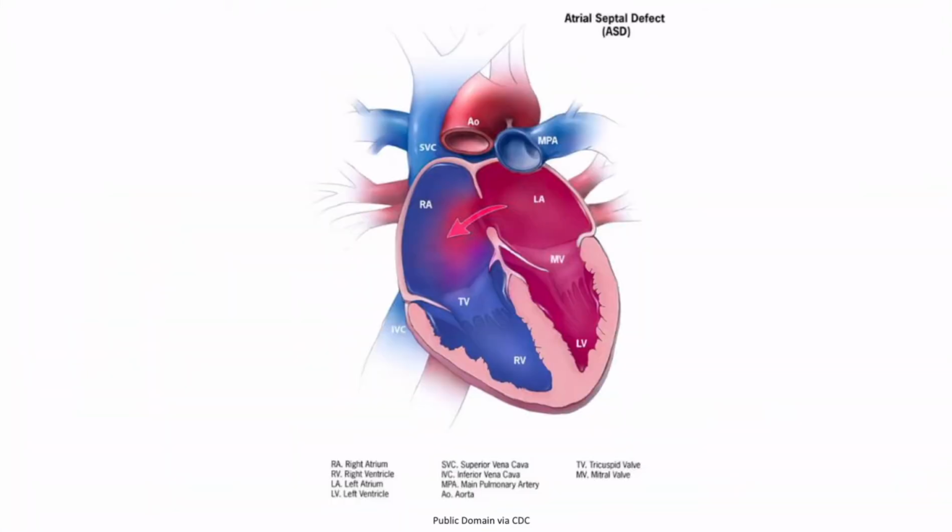Here's a drawing of an atrial septal defect. As you can see here, there is no septum between the two atria, allowing blood to flow from the left atrium to the right atrium. Again, this occurs because the pressures on the left side of the heart are typically much higher than the right side of the heart, so the blood naturally moves down its pressure gradient.